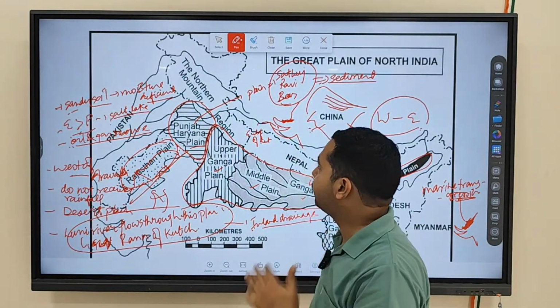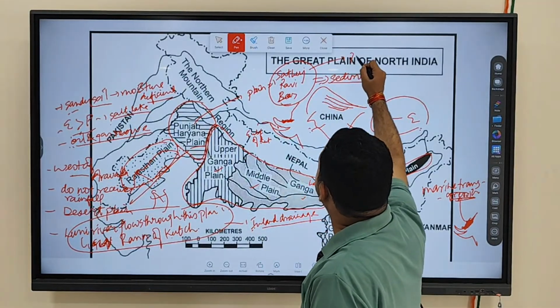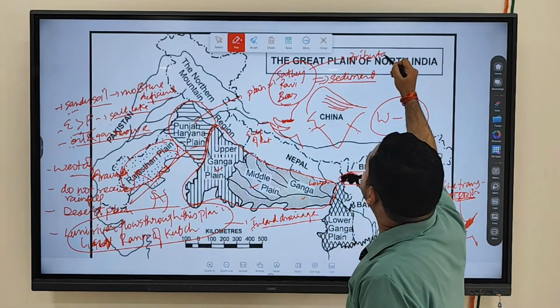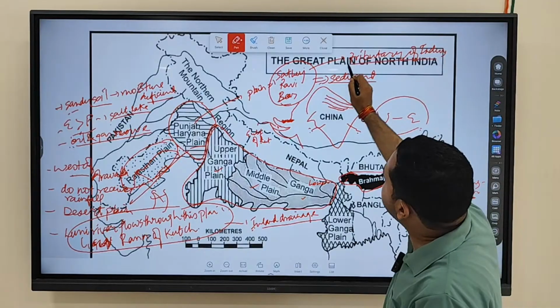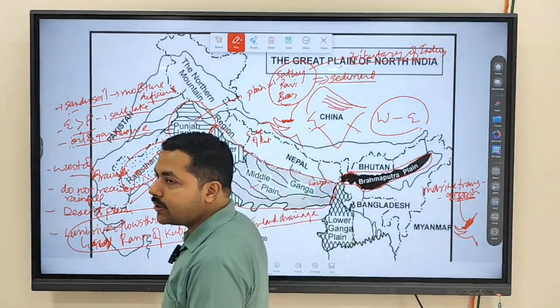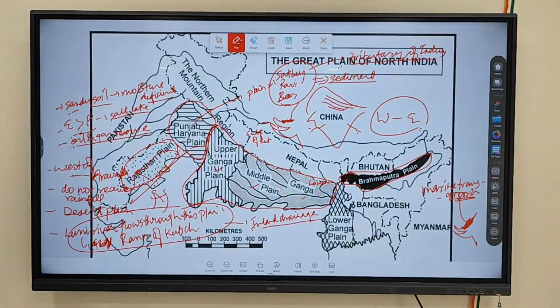And these rivers are tributary of which river? These are tributary of Indus river. So they ultimately join Indus river. So these are tributary of which river? Indus river. Clear? So Punjab and Haryana plains, they are formed due to what? They are formed due to sediment deposited by which river? Satluj river, Ravi river and Beas river. Clear?